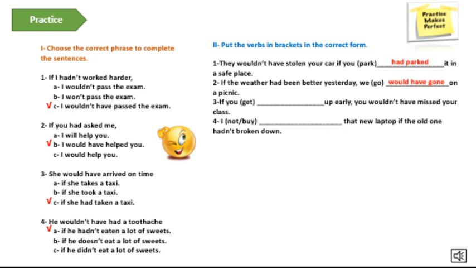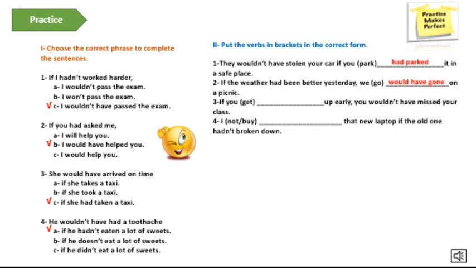Number 3. If you get up early, you wouldn't have missed your class. So, how should we put this verb in this if clause? Get. Okay, so what do we use in the if clause for the conditional 3? We use the past perfect simple. So now what's the past perfect simple of get?